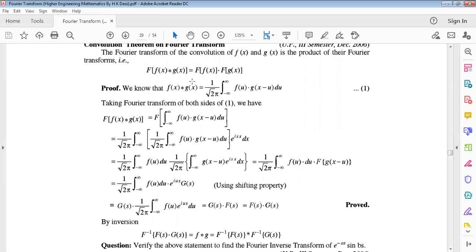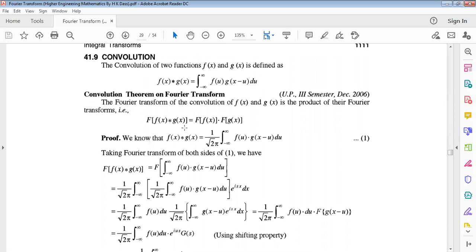Now from the definition of convolution, the convolution of f of x and z of x equals 1 by root over twice pi, integral from minus infinity to plus infinity of f of u z of x minus u. Remember it, not u minus x. This is du, and the integration is with respect to u. That means u is the independent variable here. Remember it. So this is equation number 1.